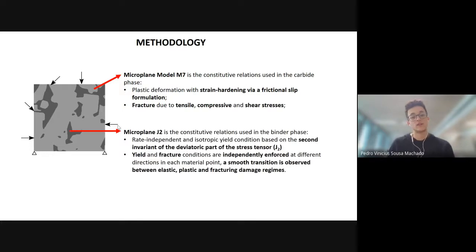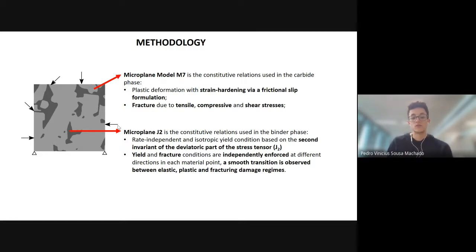As for the cobalt, because the second phase is the binder, the cobalt, we use the microplane J2. The J2, which is the second invariant of the deviatoric part of the stress tensor, is the same quantity that is used to limit the stress with the von Mises criterion, for instance. So it's a plasticity model with a yield condition based on J2.